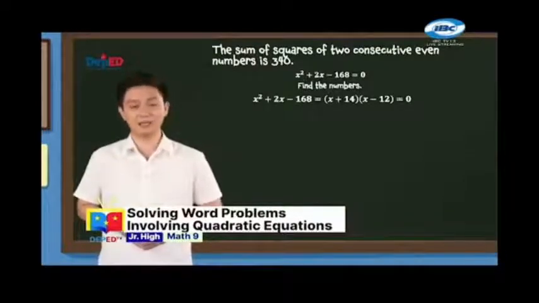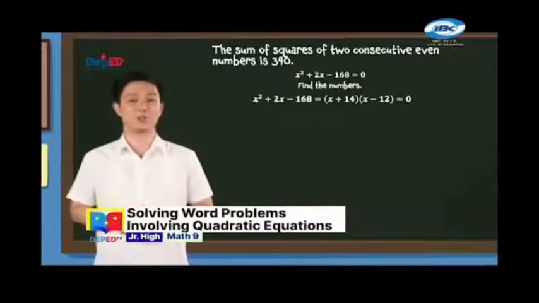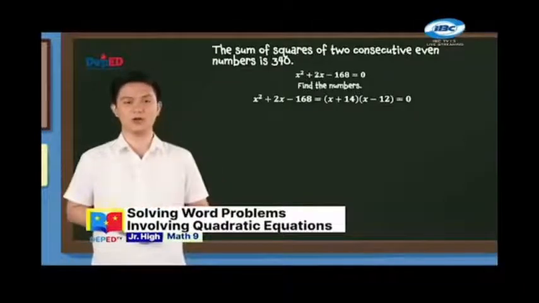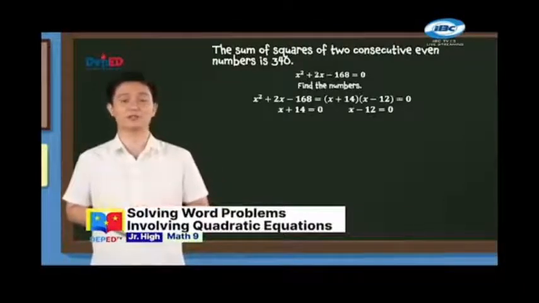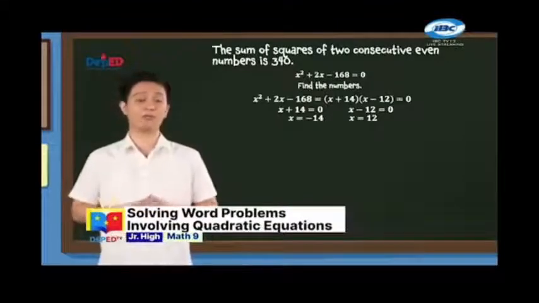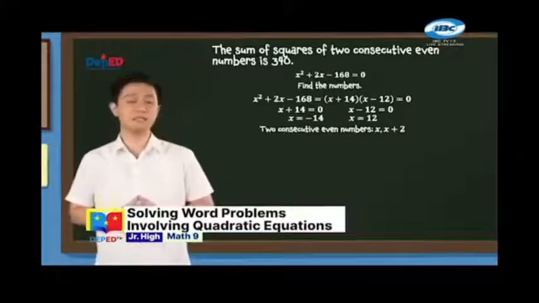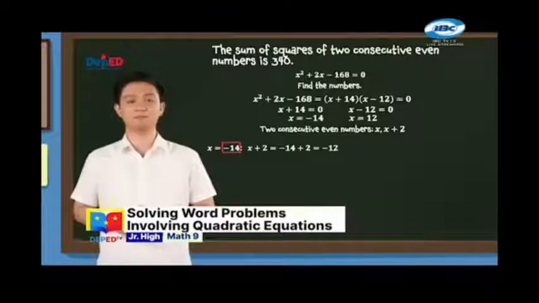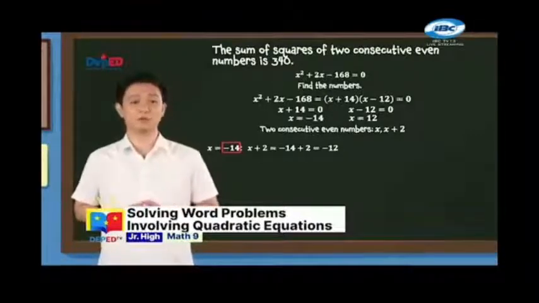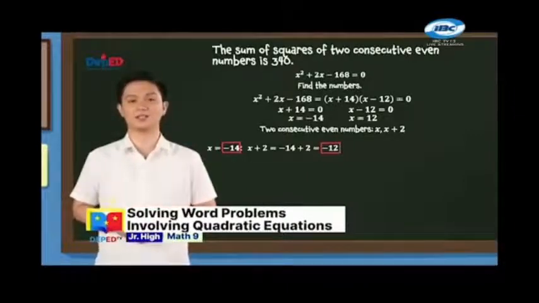So going back, the trinomial x squared plus 2x minus 168 can be expressed as the product of the binomials x plus 14 and x minus 12. And this, of course, is equal to 0. Now, if we equate each factor to 0, we must obtain the following values of x. We have negative 14 and 12. Recall that we have represented the two consecutive even numbers as x and x plus 2. This means that when x is negative 14, x plus 2 must be equal to negative 14 plus 2 or negative 12. Let's see if they satisfy the condition that the sum of the squares is 340.